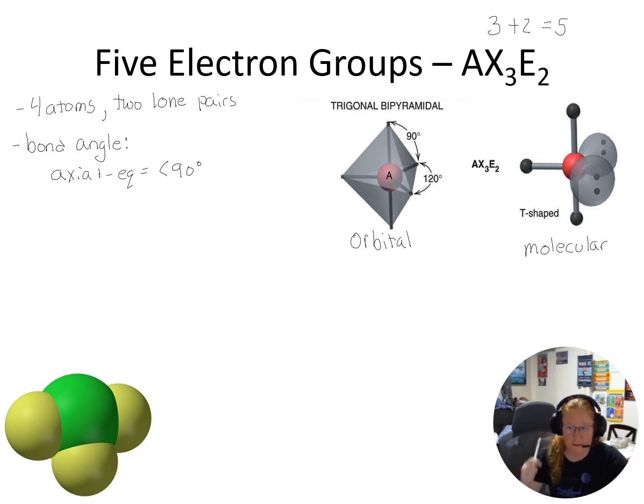And again, the reason why all the lone pairs are happening equatorially is because we're trying to minimize repulsions. And axial lone pairs would increase repulsions. Okay? All right, so examples here.